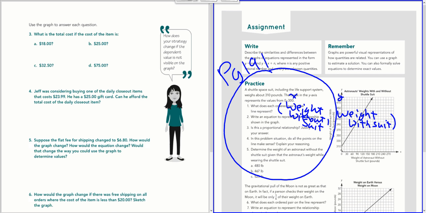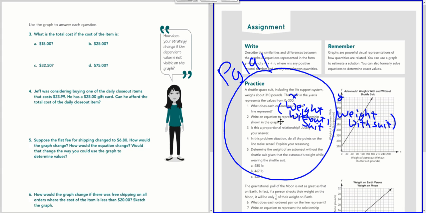So here's your assignment. I want you to do all these questions 1 through 5, and I want you to answer them. This first one talks about ordered pair. Remember, you want to look at the x value. And we summarized a little bit here. We did the weight without the suit is the first number in the ordered pair in the parentheses, and then the second value is the weight with the suit.